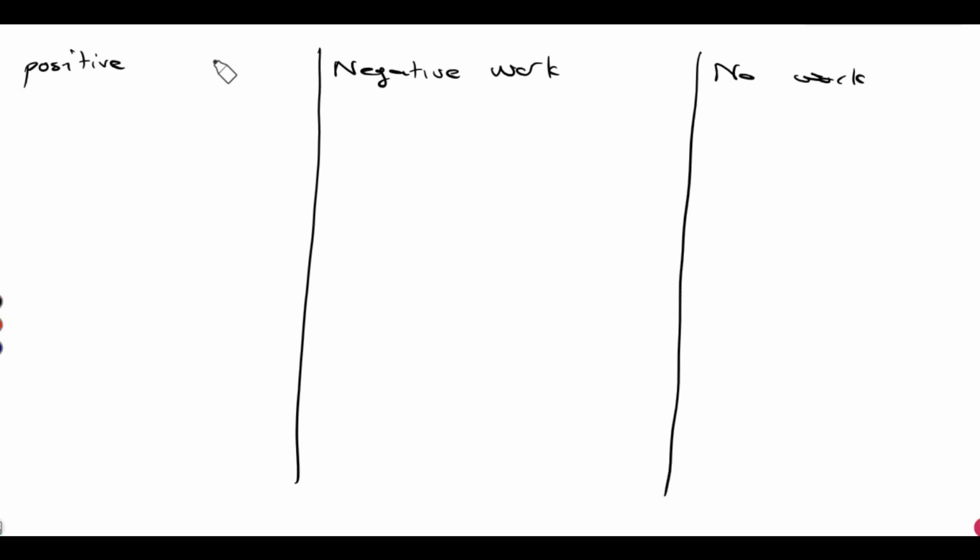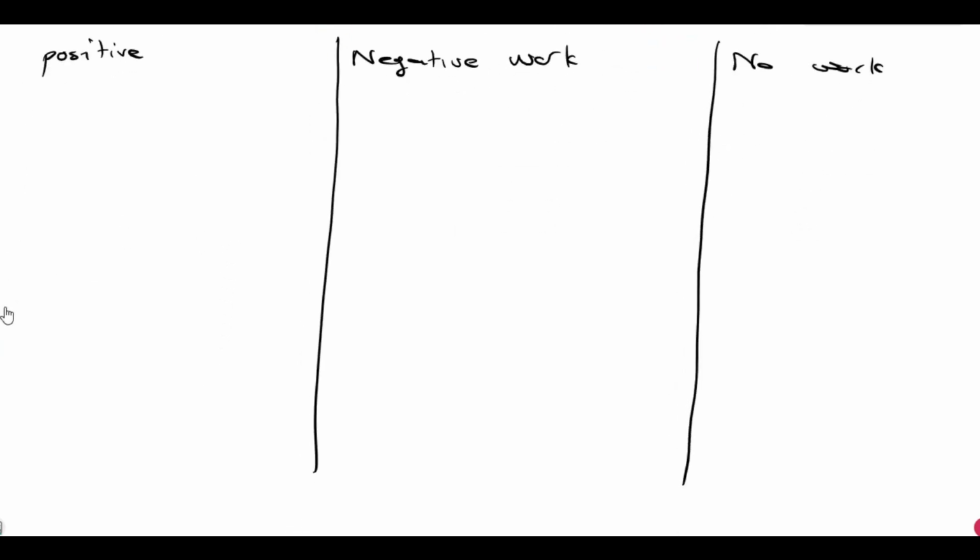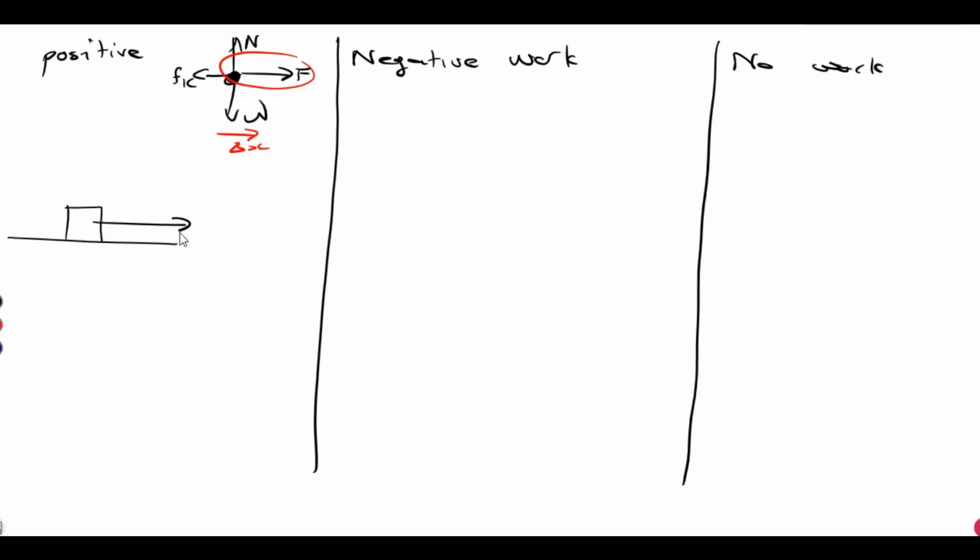And again, let us focus on the free body diagram that we had previously, in which we had the normal force, we had the applied force, we had the weight, and then we had the frictional force. Provided that the object is moving to the right now, the change in displacement is towards the right. So now which force is going to do a positive work? It's the applied force. Why?